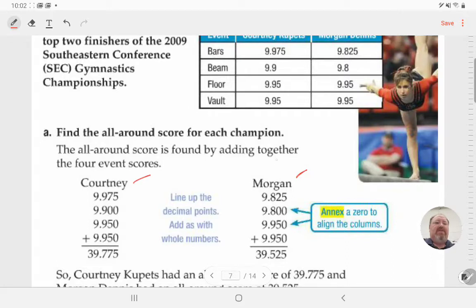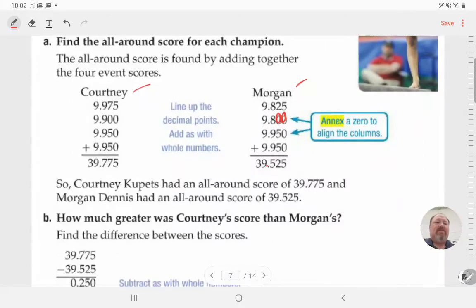Now you will see that, for example, on Morgan, 9.825 and 9.8. We would have to add or annex a 0 to align the columns. So we'd put a 0 in, so that all of our columns are nice and straight. We keep our decimal straight in the row, and that tells us where our decimal should be, okay? And then we just simply add straight down, and that would give us our answers, okay?